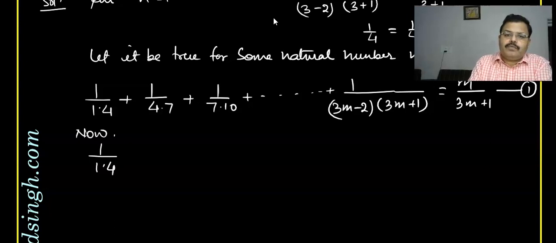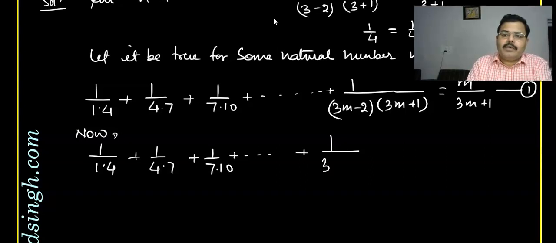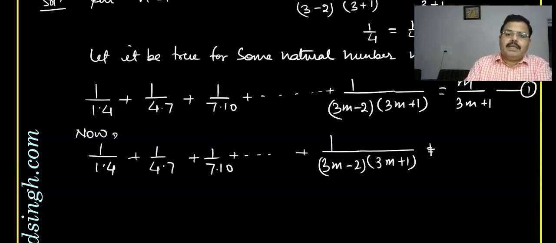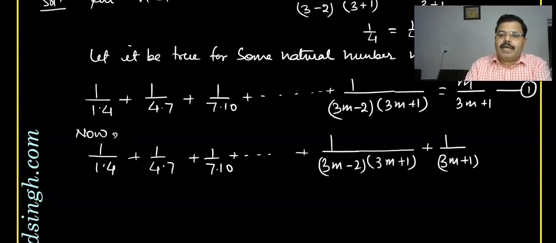Then the left side is equal to 1 upon 1 into 4 plus 1 upon 4 into 7 plus 1 upon 7 into 10, and like this 1 upon (3m minus 2) into (3m plus 1). What will be the next step? Because 7 is ending and 7 is beginning, 3m plus 1 is beginning in the next step, and the other one is 3 more than this, so we can write it easily. It will start from 3m plus 1, and the next factor is 3 more, so 3m plus 4.